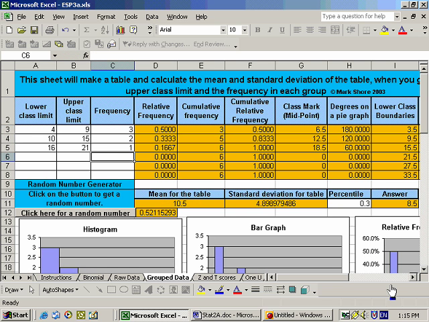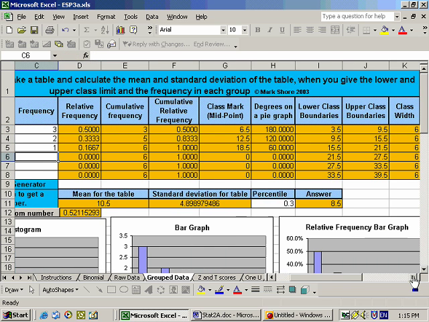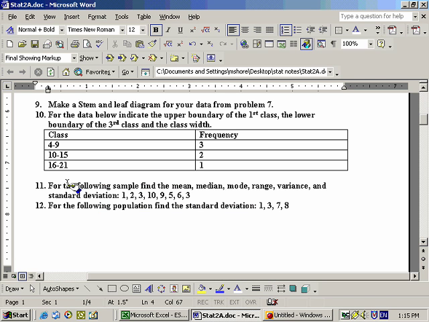And on the right hand side, this tells you the lower class boundary of the third class is 15.5, the upper class boundary of the first class is 9.5, and the class width here is 6. This one says for the following sample, find the mean, median, mode, range, variance, and standard deviation.